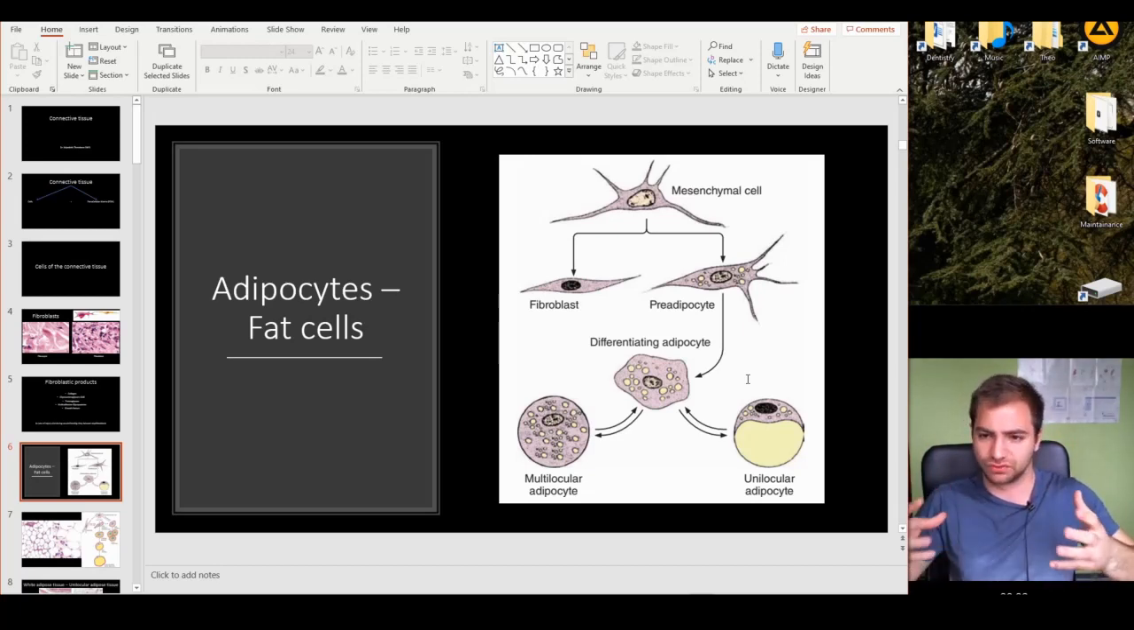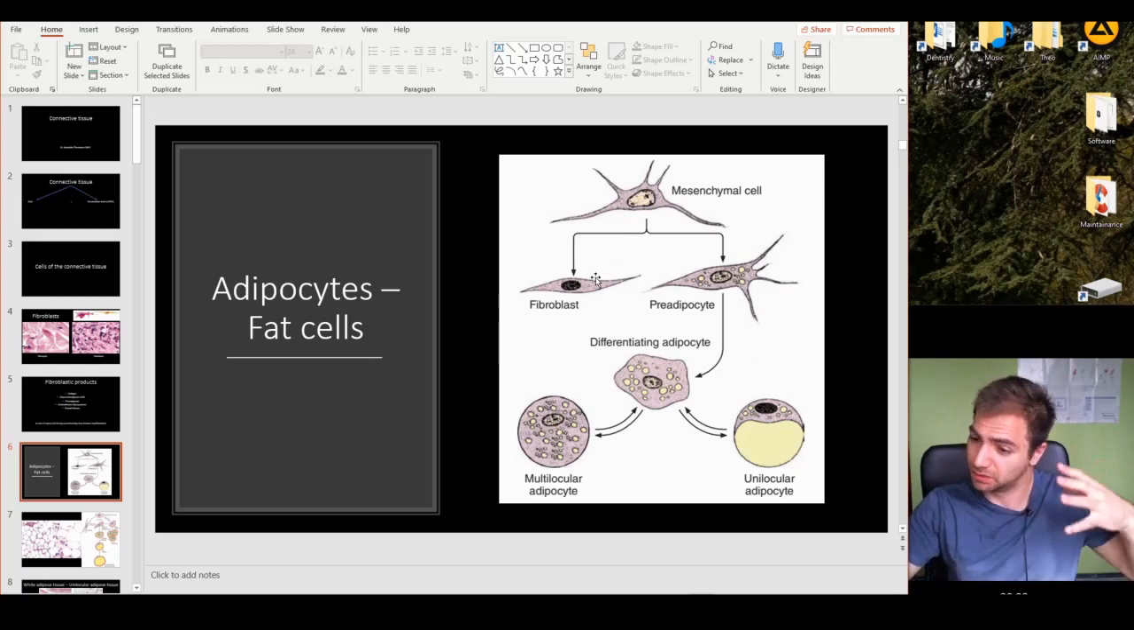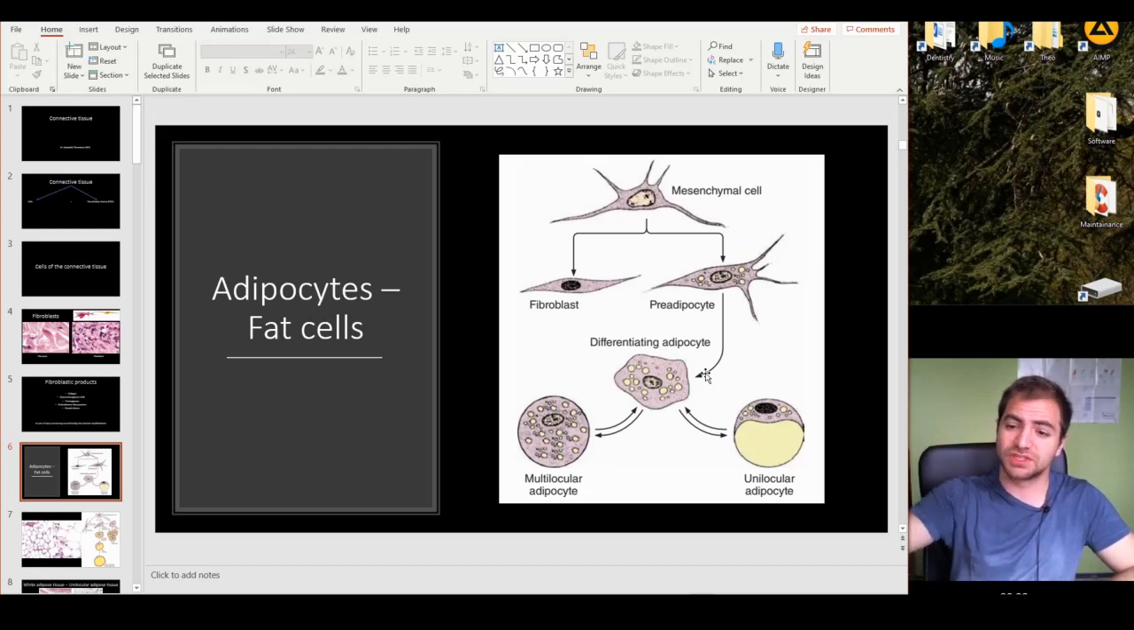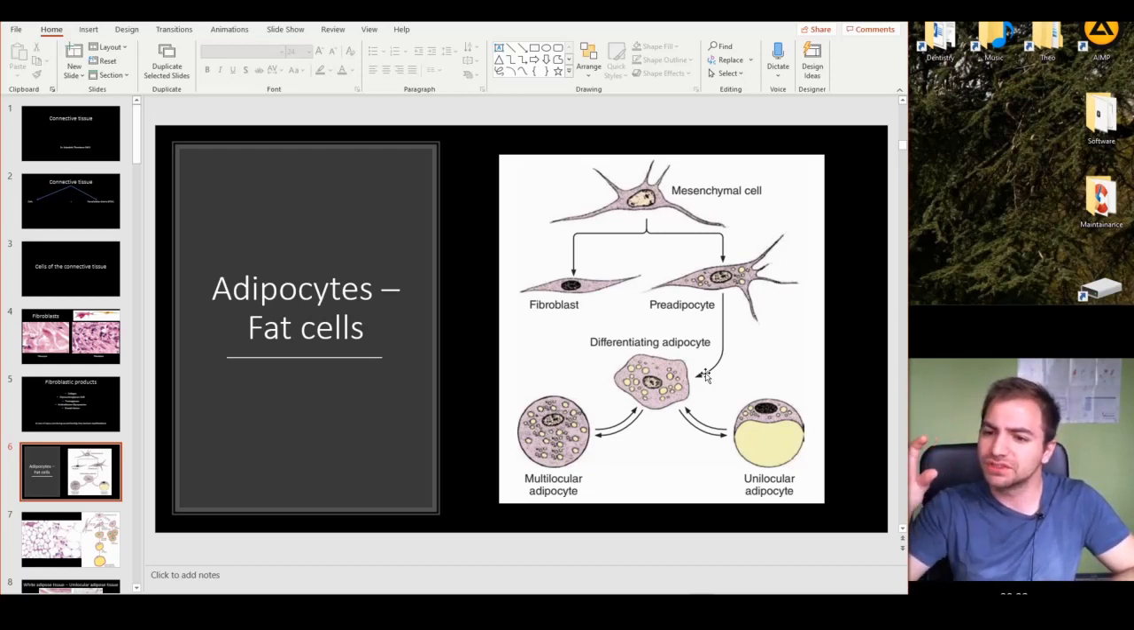Both of these cells, as with all the cells of connective tissue, come from mesenchymal stem cells, from the mesenchyme. So the mesenchymal stem cell can differentiate, for example, according to the scheme, to fibroblast along with many other cells, and also to adipocyte. This is very interesting to underline. We should underline that before the differentiation of the mesenchymal stem cell to the adipose tissue, there is a transient, in-between stage before the final stage of either multilocular or unilocular, and this is called pre-adipocyte or differentiating adipocyte. This is interesting. I'll explain exactly why it is interesting in just a second.